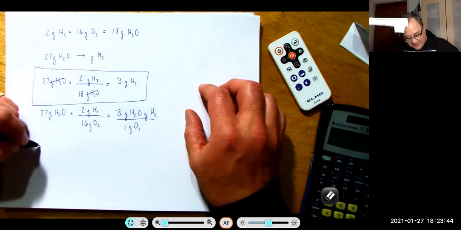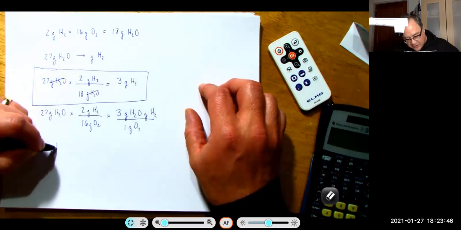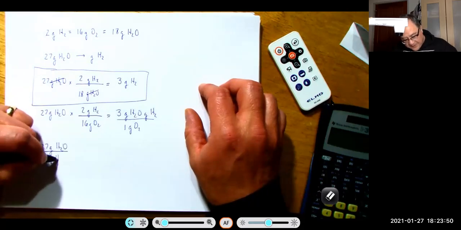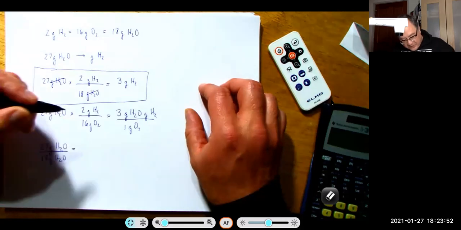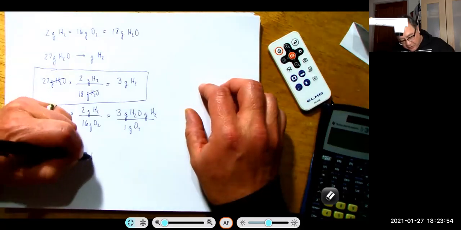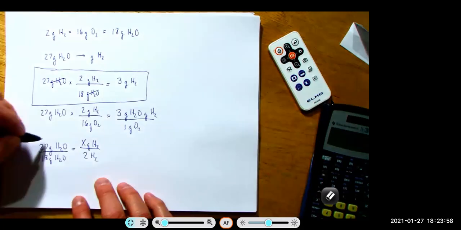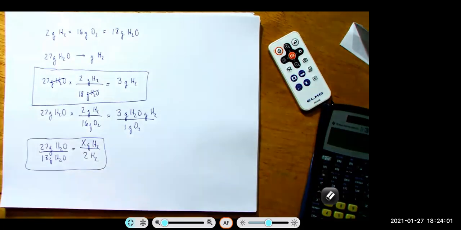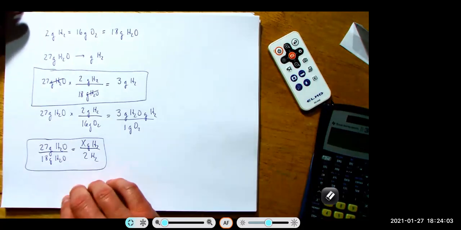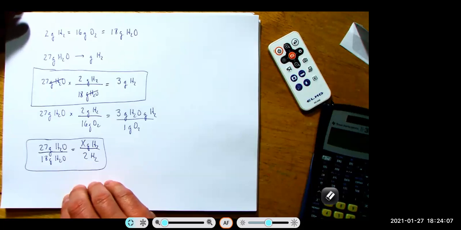You did something like this: 27 grams of H2O over 18 grams of H2O is equal to 2 grams of H2 over X grams of H2. Something like that. Yeah, I did cross multiplication, which gave me the same result, but it wasn't like the way you wrote it. And I had a feeling that that's how you wanted us to do it, like the other way.